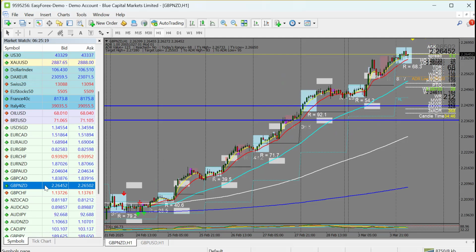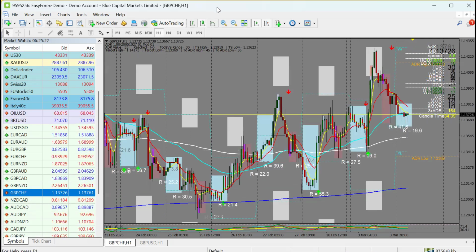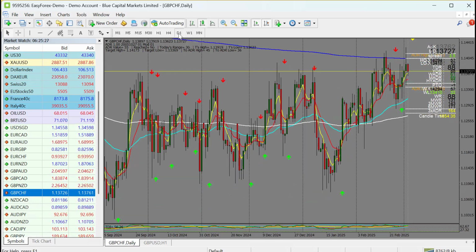Another trade we can check is GBP CHF. Talking about GBP CHF, on the daily time frame this is one of the pairs that we said we are going to avoid for now because of the consolidation. So that's one of the currencies that you are going to avoid for now.